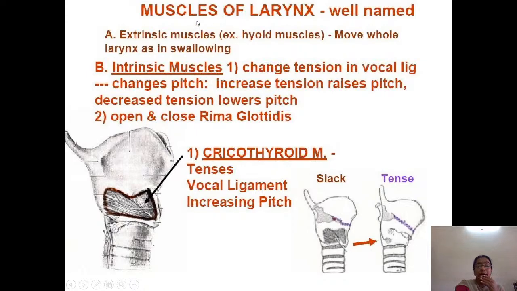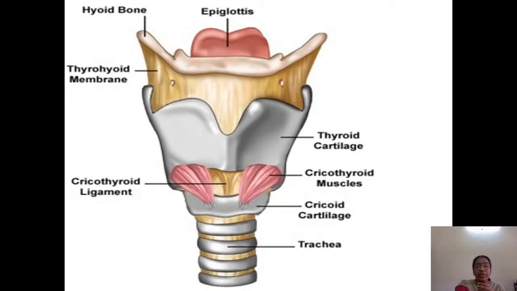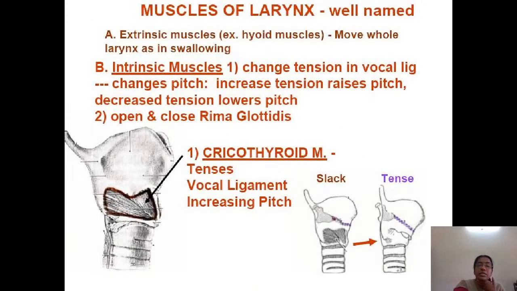So this is a thyroid muscle, which is helpful for the elevation of the larynx. The others are your intrinsic muscles, which are helpful, as we have said, for the glottis, changing the tension of the vocal ligaments, increasing the pitch of the sound, and opening and closing the rima. So all these intrinsic muscles are helpful in that way.